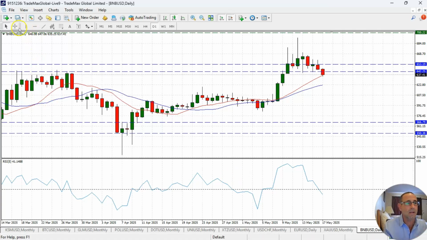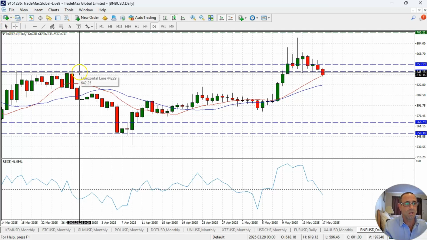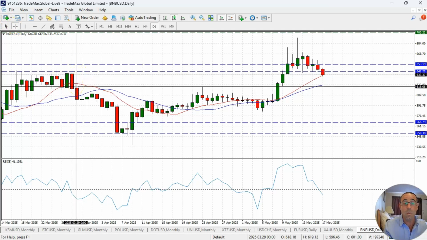I want to go back. I'm going to take the crosser. I want to show you exactly when this strategy would have been triggering a new buy position. Check it out. So price action, because we're talking about moving averages now, slow line and fast line. The slow line is the blue one. The fast line is the red.